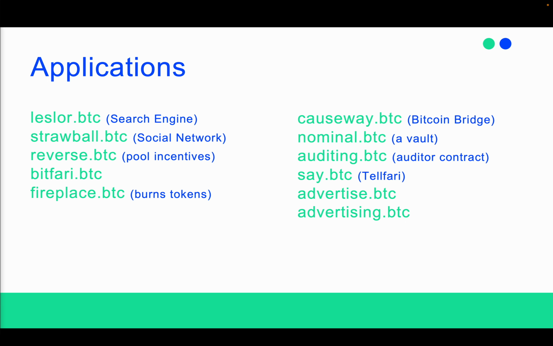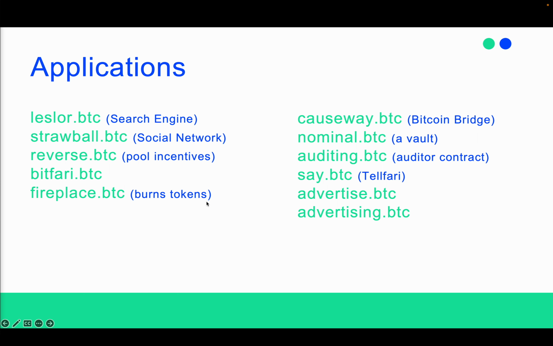Okay, so applications are basically smart contracts. They are networks, private networks. They are separate, and these applications will also come to Bitfari pretty soon. One of them is a search engine. It pays you to search, it pays you to click on results. Another one is a social network that connects you to people in the vicinity. Reverse.btc is up. That's the one that reverses the pool incentives or the fees. Obviously, you have executed contracts from the Bitfari.btc account.